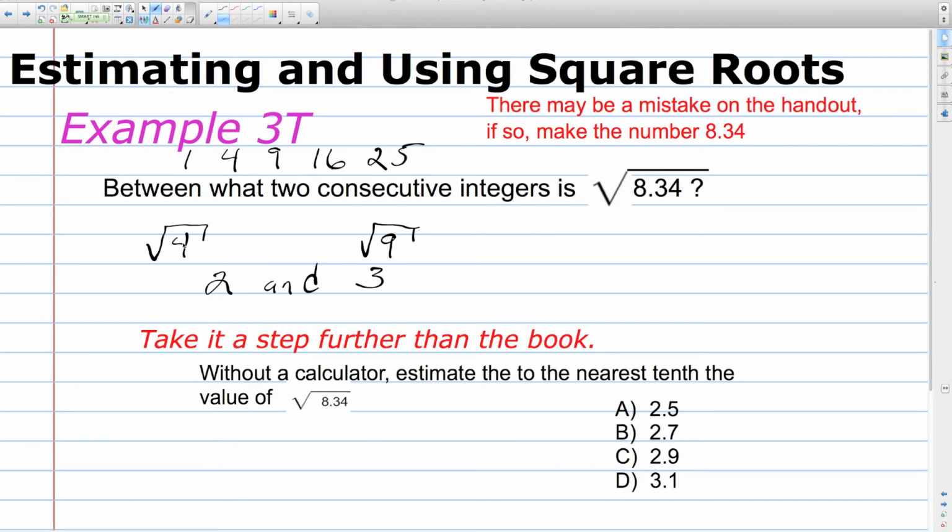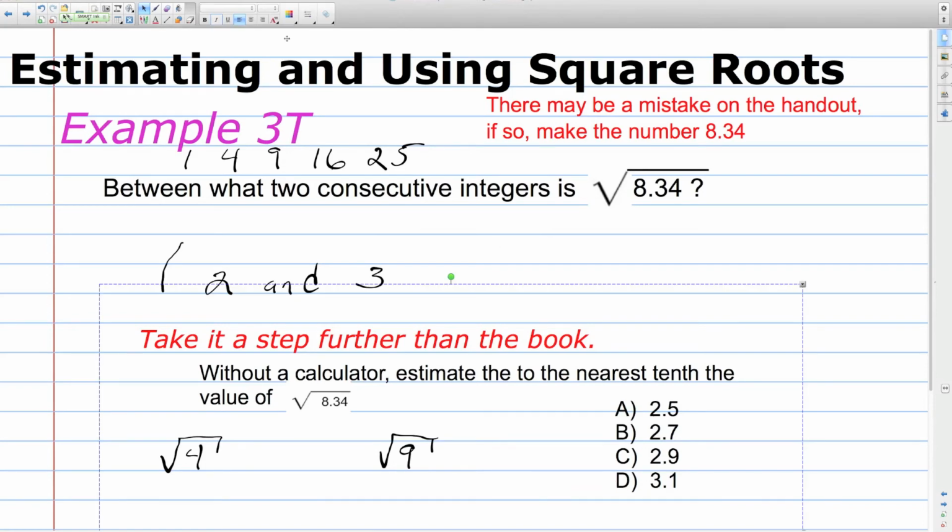Now when I attempt to do that, I've got to figure out how close it is to 4 and 9. Looking at the answers here, 2.5, 2.7, 2.9, and 3.1, right away I can eliminate 3.1 because that's greater than the square root of 9, which is 3.